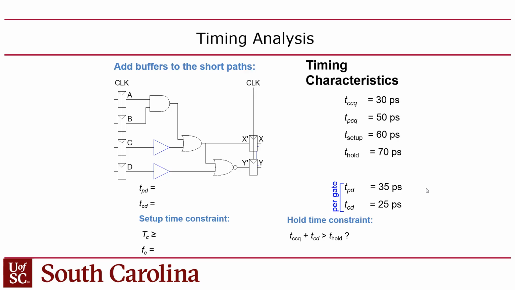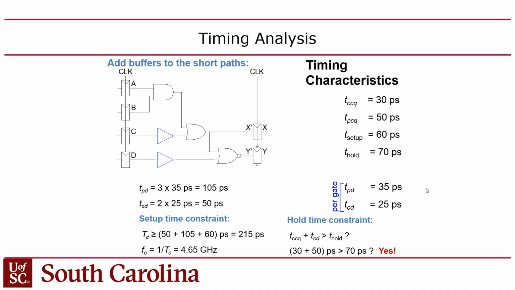You can add extra gates to lengthen the contamination delay, the short path. Notice that these are dummy buffers it puts in, and that basically only changes the contamination delay of the circuit. If we assume that these buffers have a contamination delay of 25, then the short path is now 25 plus 25, which is 50, okay? 50 plus the contamination delay of the flip-flop, which is 30, gives you 80. And 80 is greater than 70, so we now met the hold constraint, right?